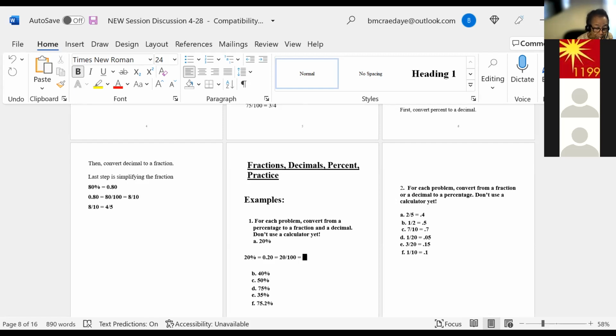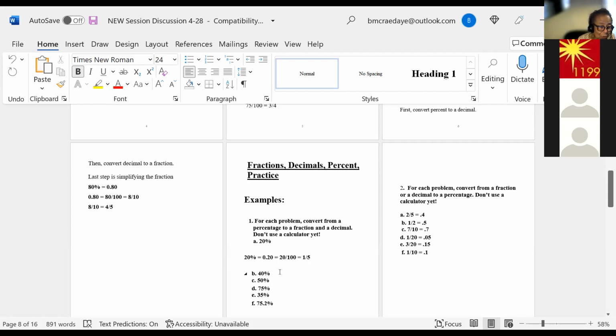Divide the numerator by 20 and your denominator by 20. 1 over what? 1 over 5. 20 goes into 100 how many times? 5 times. So there's your fraction. 20% is 1/5. And you saw that from your table. And 40% is double that.